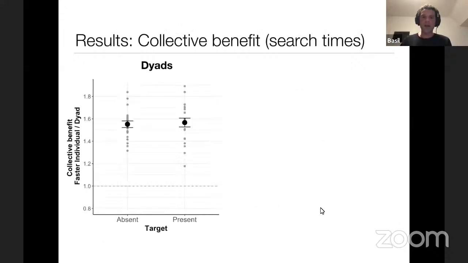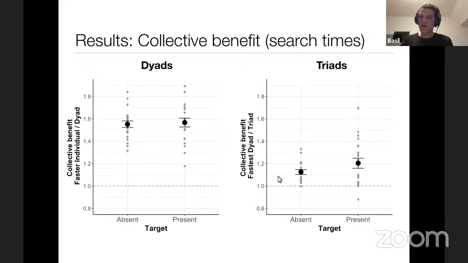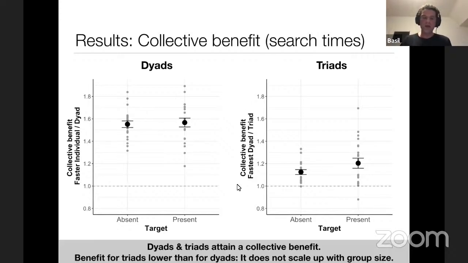If you now look at the results, I'm plotting here the collective benefit for the dyads, so these ratios that I just explained. What we find is that dyads attain a collective benefit. So we replicate the findings by Brennan et al. If we look at the collective benefit for the triads, we also find a group benefit, but this benefit is greatly reduced in comparison to the dyads. So in conclusion, dyads and triads attain a collective benefit, but the benefit for triads is lower than for dyads. It does not scale up with the group size.